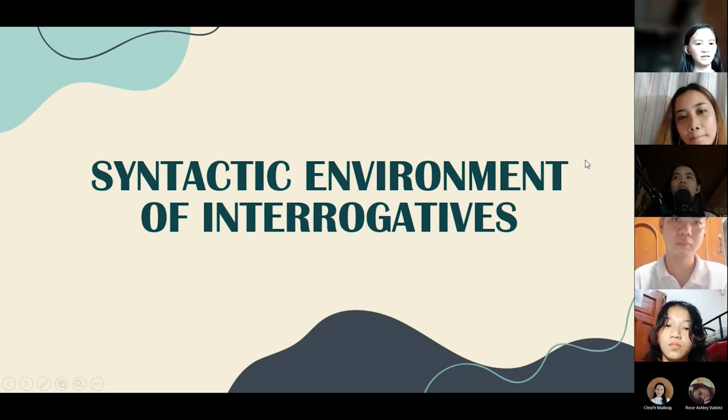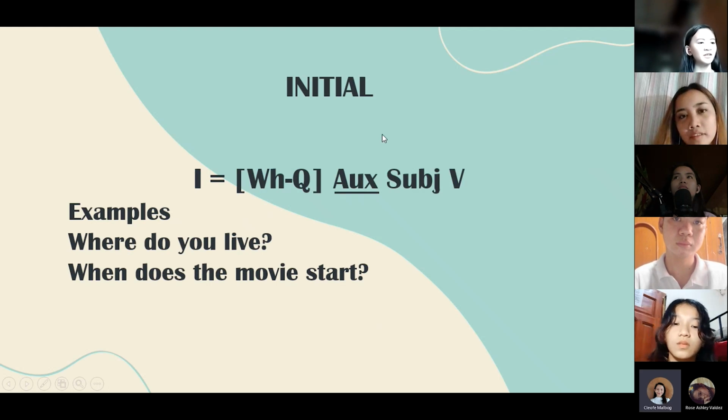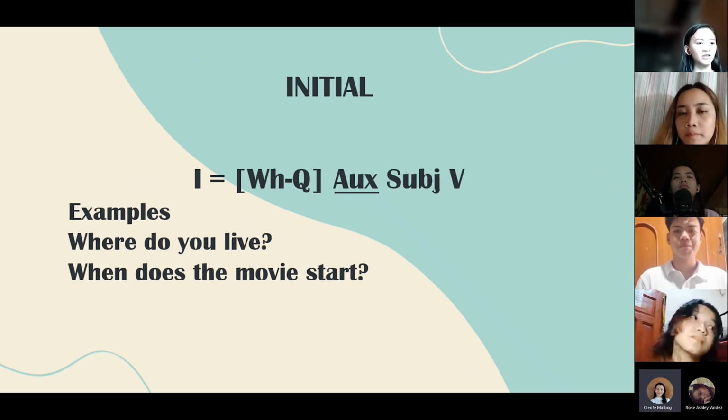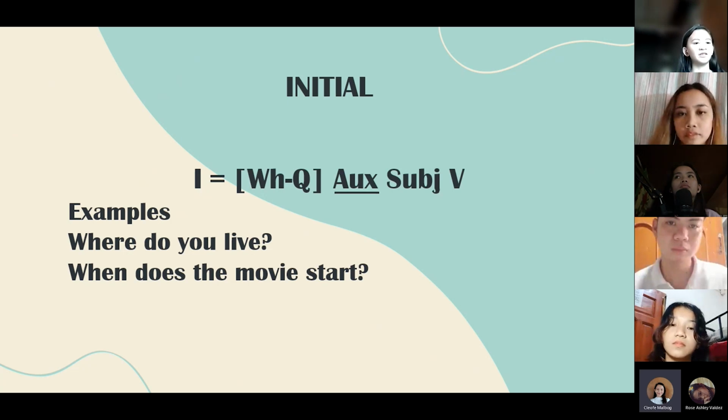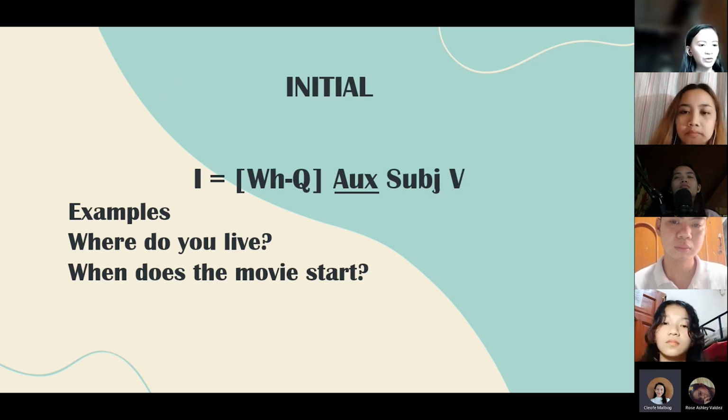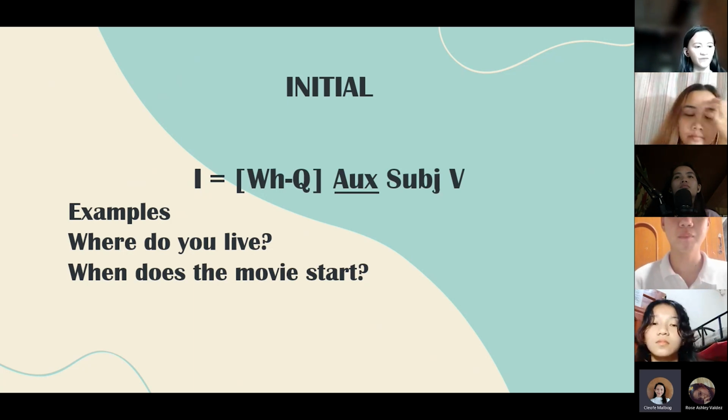Next slide. First, interrogatives, we can find them at the beginning, or initial. Just like the structure here, interrogative equals WH question followed by the auxiliary verb, followed by the subject and the verb. For example, where do you live? Where is the WH question, do is the auxiliary verb, you is the subject, and live is the verb.